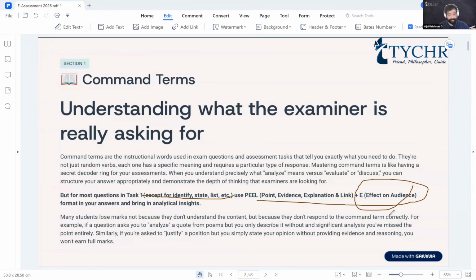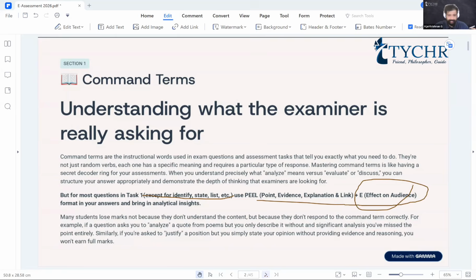This becomes much more important when you start writing the compare and contrast or any other essays. But here also, try to follow the PEEL method for any 2-mark or 3-mark questions, except for identify, state, or list, such kinds of questions which are asking just to name things. Okay, I hope that is clear.